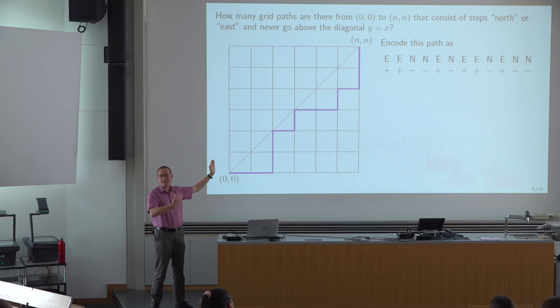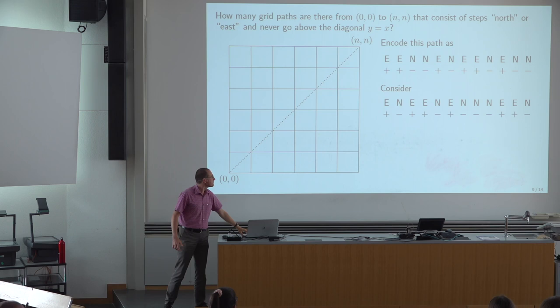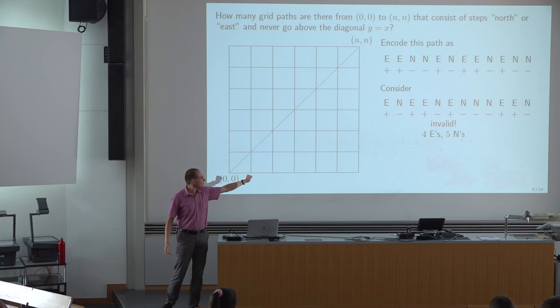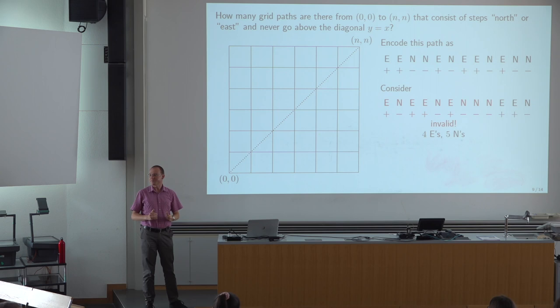Like, for example, consider this encoded path. I haven't even drawn it yet. But if you prefer, you can write pluses and minuses. Up to that point, up to the first 9 symbols, you have 4 easts and 5 norths. You have more norths than easts. This means you will go above the diagonal. If you draw it, you visually see that you go above the diagonal. That's because you have more norths than easts.